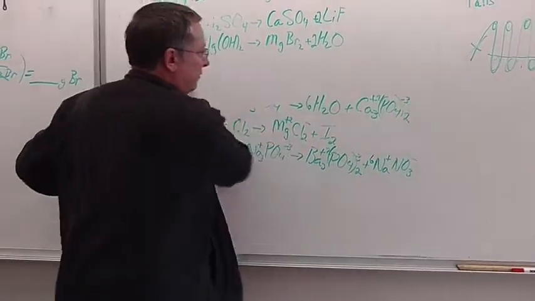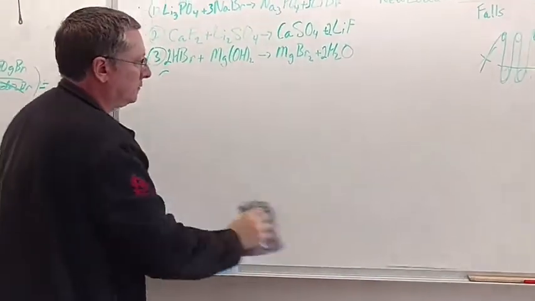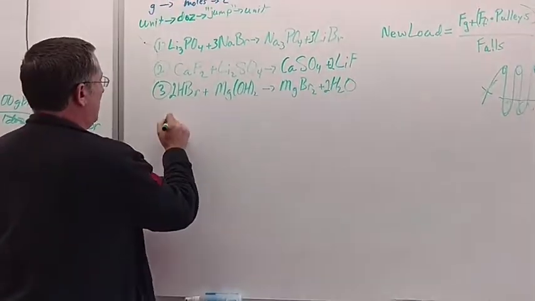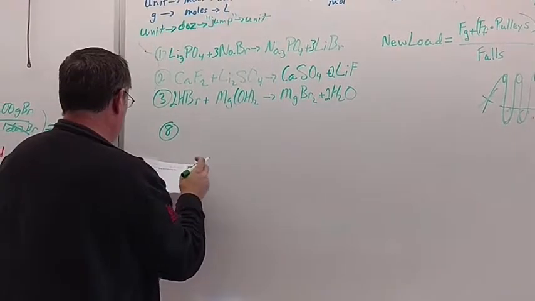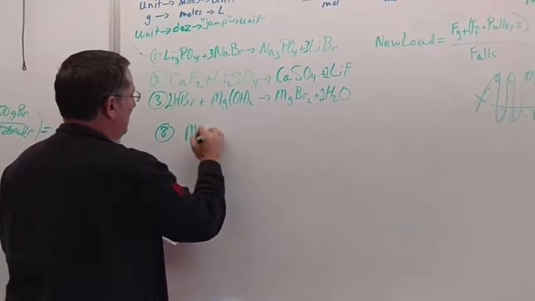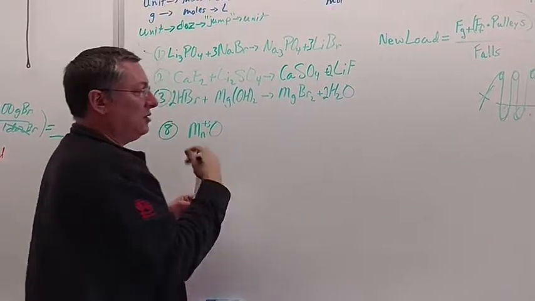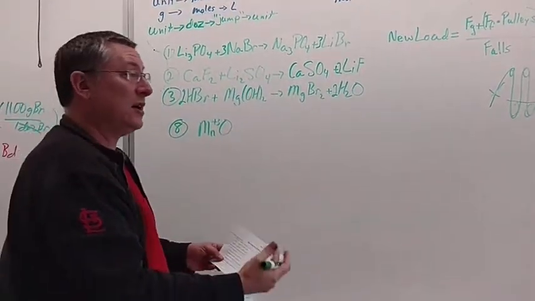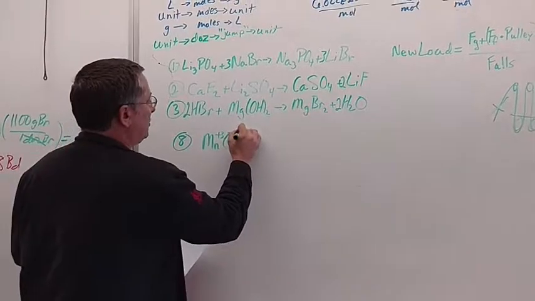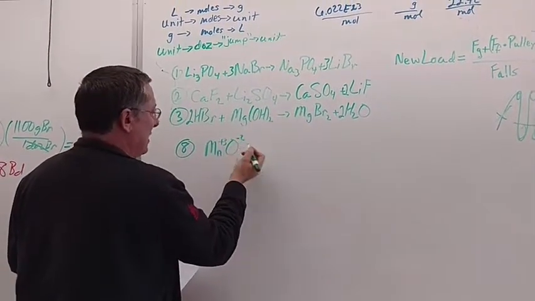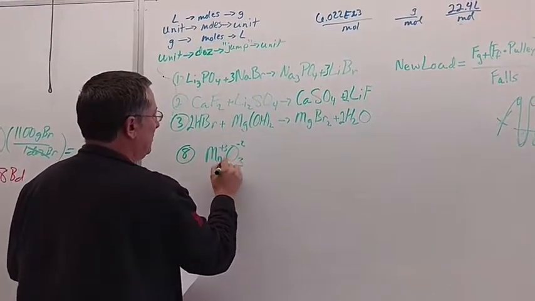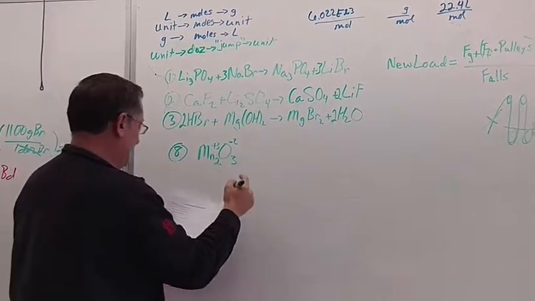Let's get some room and do the rest. 8. It says manganese 3, manganese, not magnesium, plus 3, oxide. With oxygen, just oxygen, no other things. It's not hydroxide, it's oxide. So that's a -2. Look at your periodic table. Again, lowest common multiple is 6, so we'll have 3 of this and 2 of that. Now we have +6 and -6.